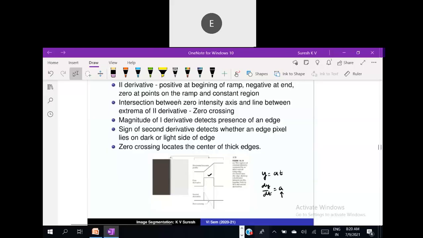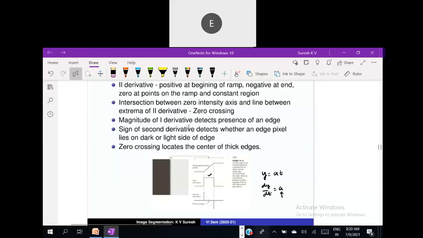Now, the intersection between the zero intensity axis and the line between the extrema is called the zero crossing. That's what I told. This is the intensity, the zero intensity axis, and these are the extrema points of the second derivative. So when I join them, what I get here is a zero crossing. This will locate the midpoint of your ramp. So you will know which is the midpoint of your ramp edge here.